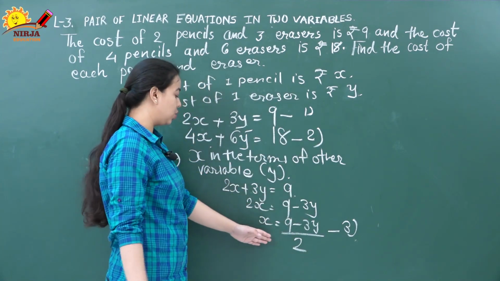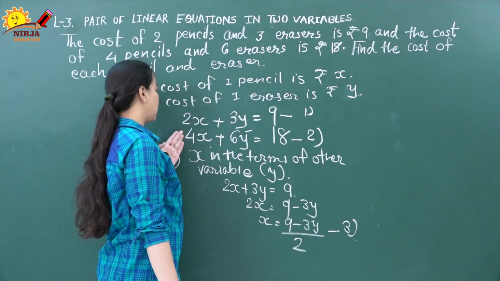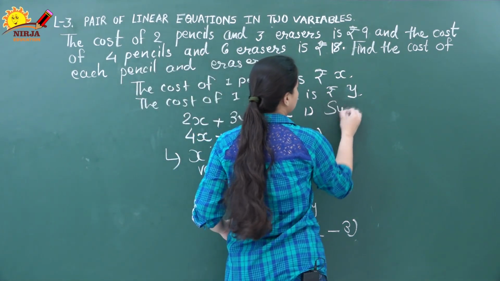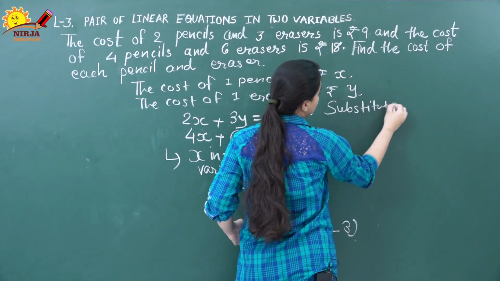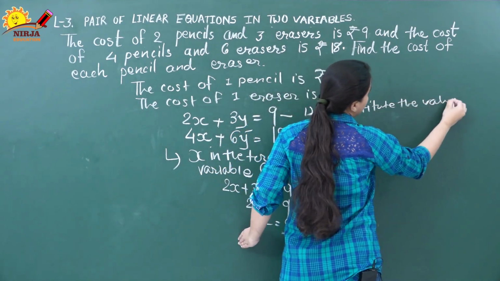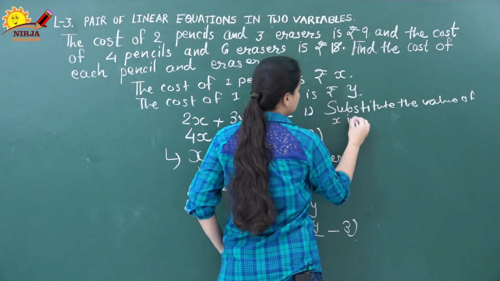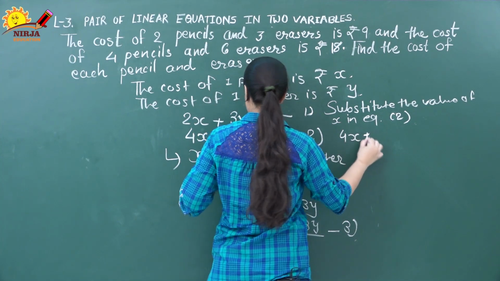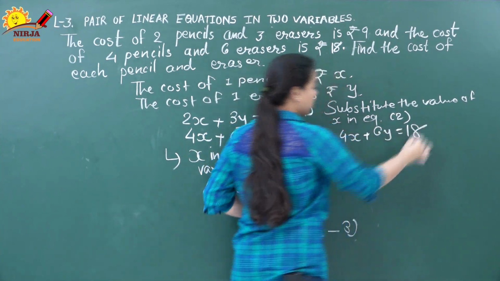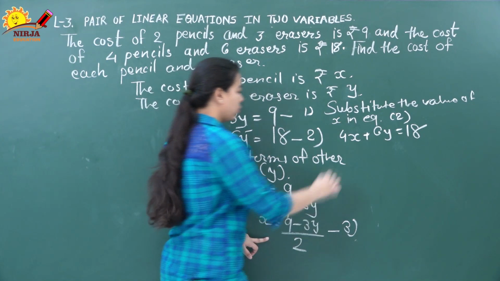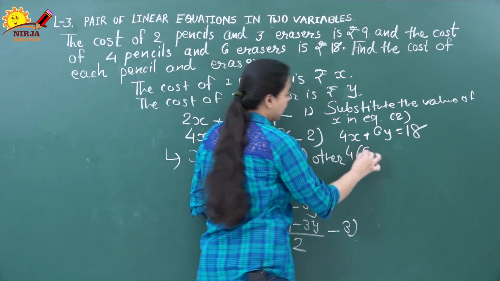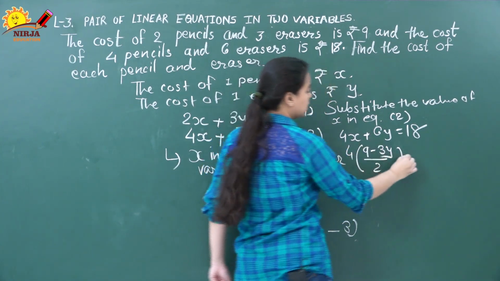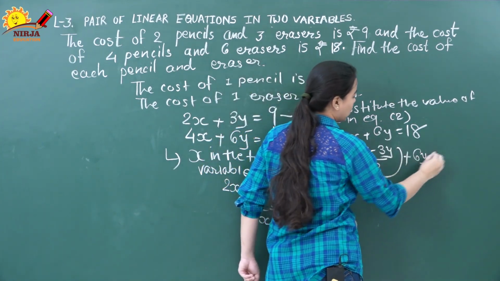Now we are going to substitute the value of x in our equation 4x plus 6y is equal to 18. Let's substitute the value of x in equation 2. What is our equation 2? 4x plus 6y is equal to 18. Let's pick the value of x. What is the value of x? 4 times (9 minus 3y) upon 2 plus 6y is equal to 18.